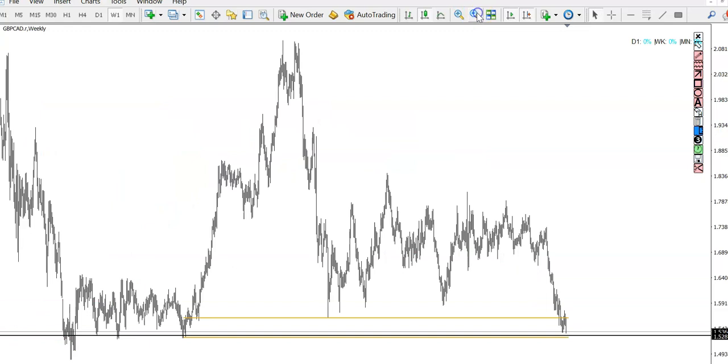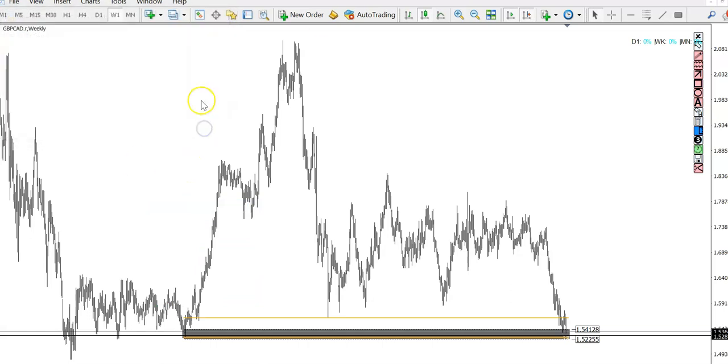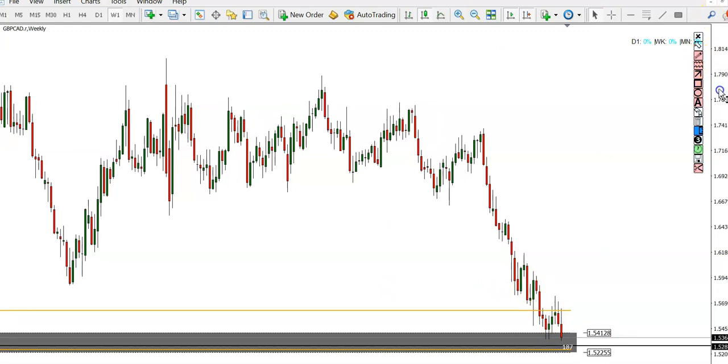Just zoom out here. We can see we're right at the bottom of this area here in the weekly charts. I'm just going to analyze the trend on the weekly chart here. We're just going to zoom in. We can clearly see change of structure on this downtrend as it's approached and now come down into this monthly area of interest here.